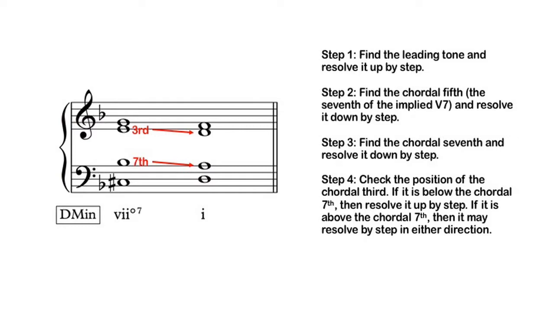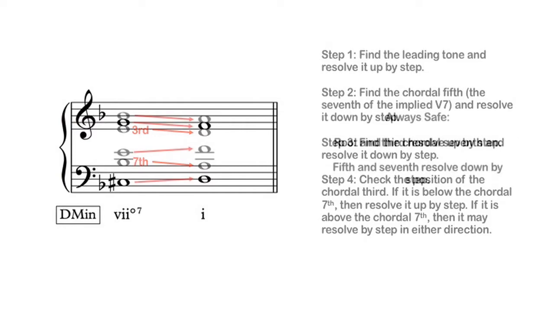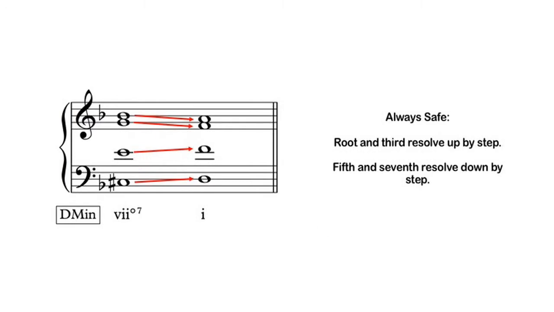If that seems like a lot to memorize, then you can simply remember that the 5th and the 7th will always be safe if you resolve those down by step, and the root and the 3rd will always be safe if you resolve them up by step. So the 2 pairs of members of the chord will converge upon each other. That's a safe way, though not always the most musical way to think about it.